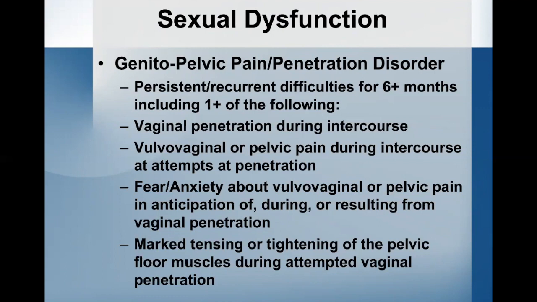And tension of the pelvic floor muscles. This can vary from a reflex-like spasm of the pelvic floor in response to an attempt to have vaginal entry, to a normal voluntary muscle guarding in response to the anticipated or the repeated experience of pain and the anxiety that causes. So in the case of these normal guarding reactions, penetration could actually be possible if they're able to relax. The prevalence of genitopelvic pain penetration disorder is not well known.